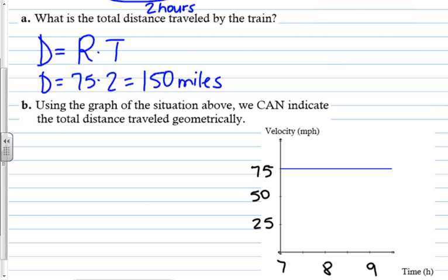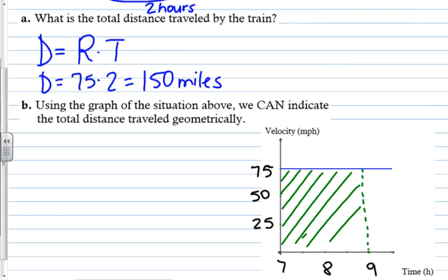So here's my graph, right? The velocity is the miles per hour, so I went by 25, 50, 75. The time is the hours, so from 7 to 9. Now the idea is that I can get the same answer by using area. I want to know how much distance was traveled from 7 to 9. So 9 is going to be my cutoff point here. Pretend that's a straight line. I can figure out the distance traveled by simply finding the area underneath this graph. If I find the area underneath this graph, then I will find the amount of miles traveled, the distance.